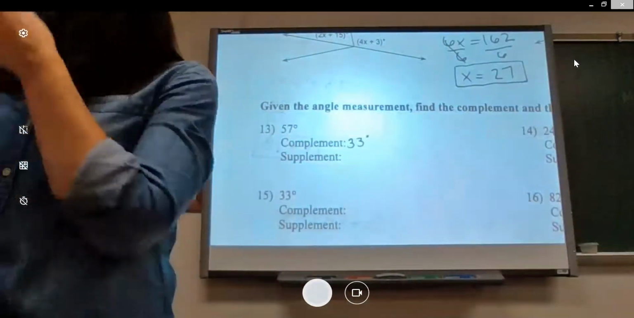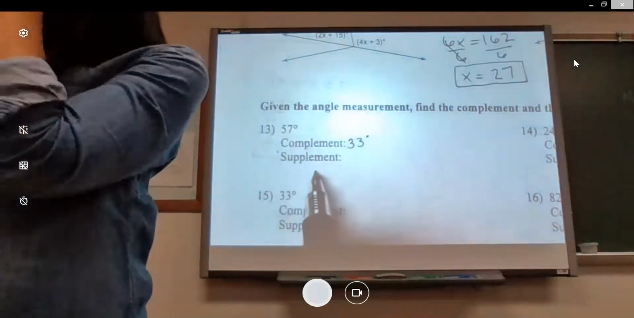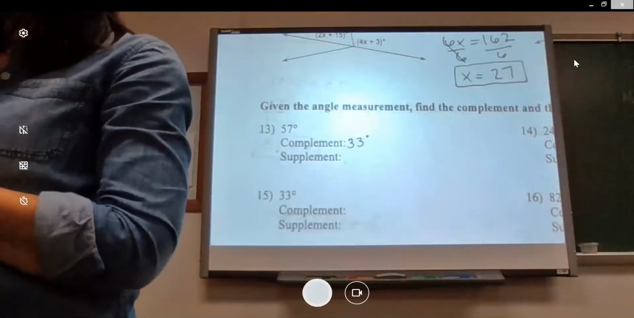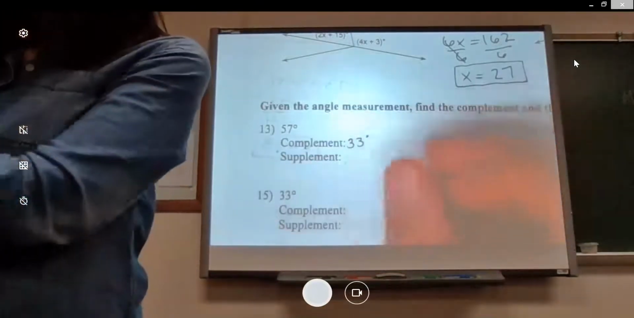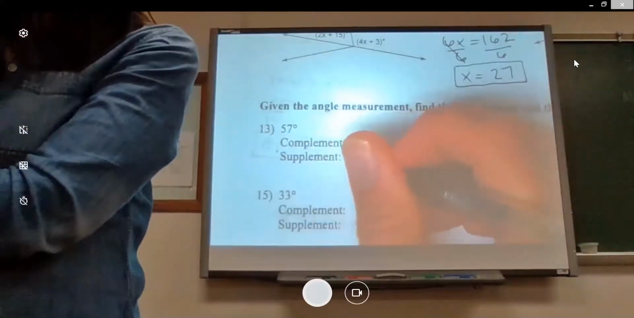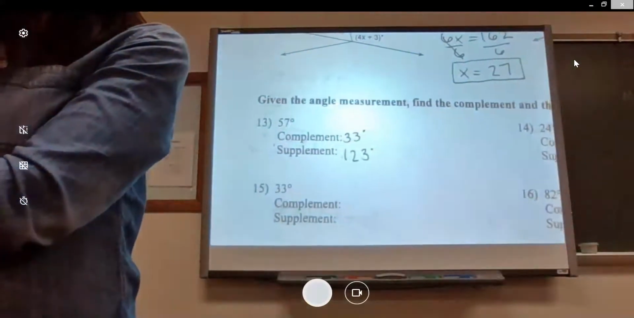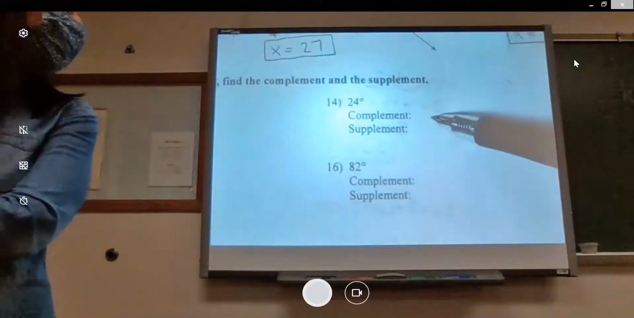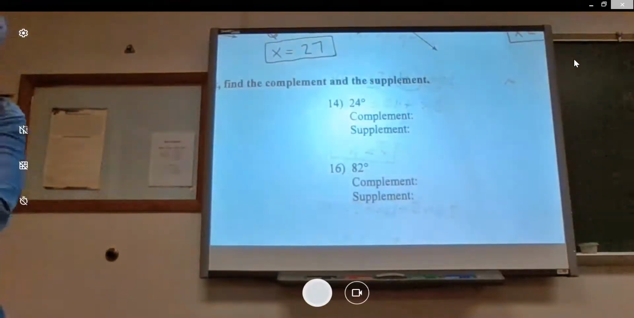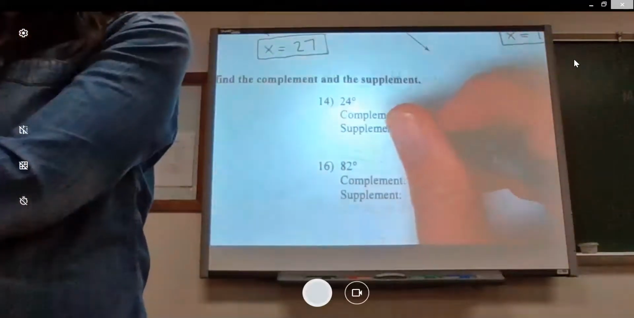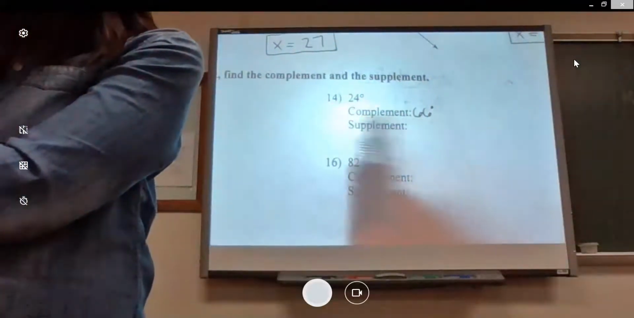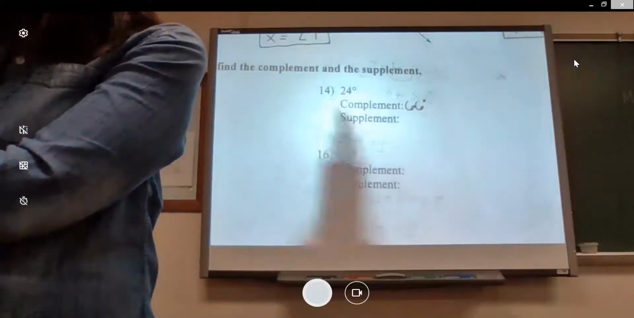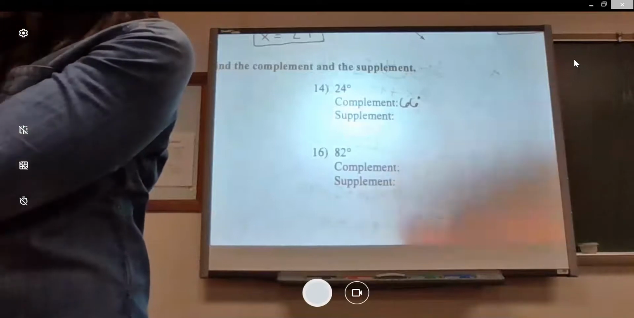So same question when I do 57 in the supplement, I'm saying what number plus 57 would add up to 180? 123. Yeah. If my angle is 24, then what would the complement to my angle be? 66. Okay, because 66 plus 24 would add up to 90. If my angle is 24, what would the supplement be? 156.